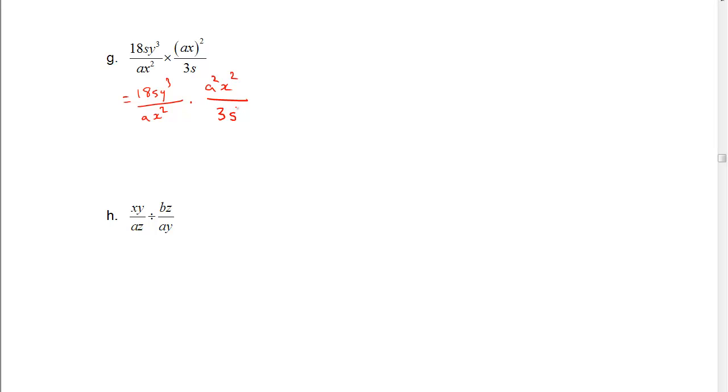Over 3s. So let's see, s and s can cancel. A can cancel with one of those a's. 18 can be divided by 3 to leave 6. 3 is divided by 3 to leave 1. X squared and x squared cancel. And we write what's left. We get 6ay cubed over 1, or just 6ay cubed.